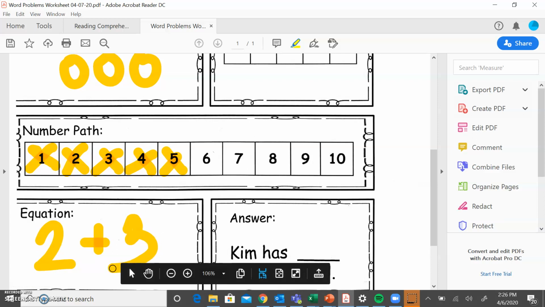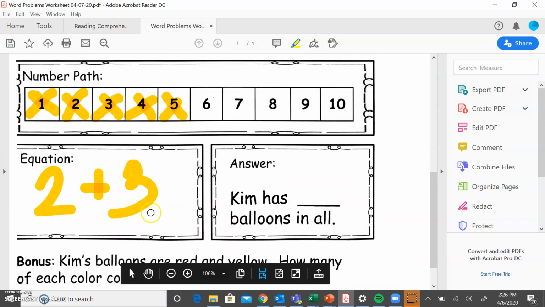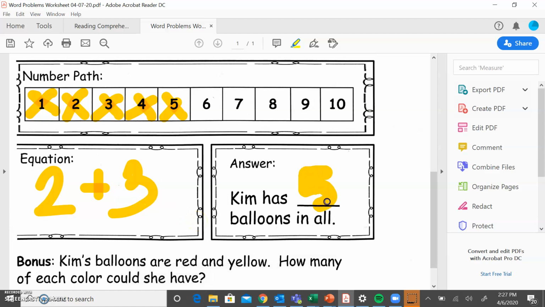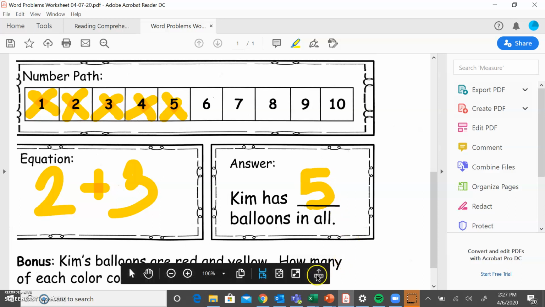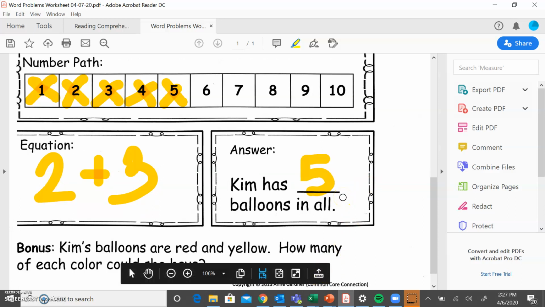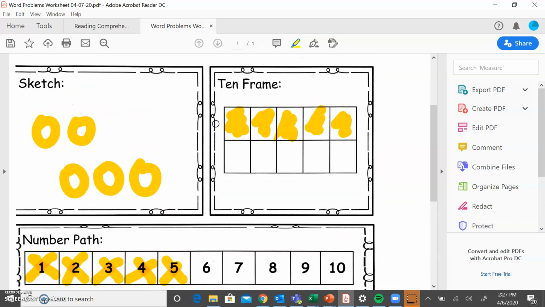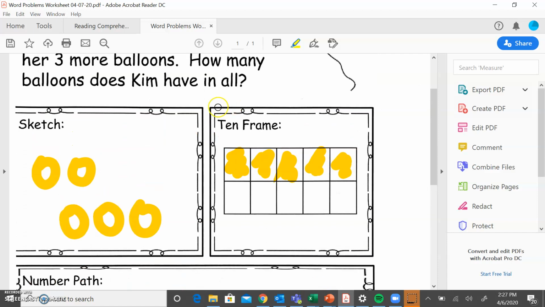In the live worksheet, this is the only part that I'm going to want you to actually do. So how many balloons did Kim actually end up with? It looks like 1, 2, 3, 4, and 5, okay? And then this is a bonus question. I'm not going to have you do that, but I just want to make sure you're warmed up because we will be doing word problems tomorrow in our live lecture, okay?